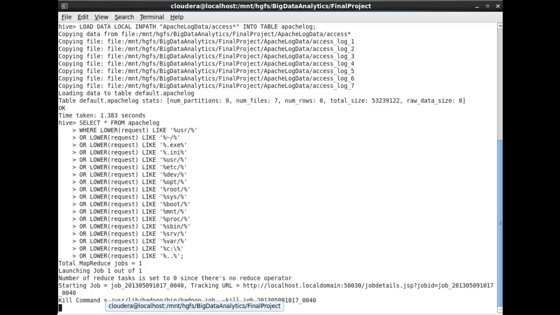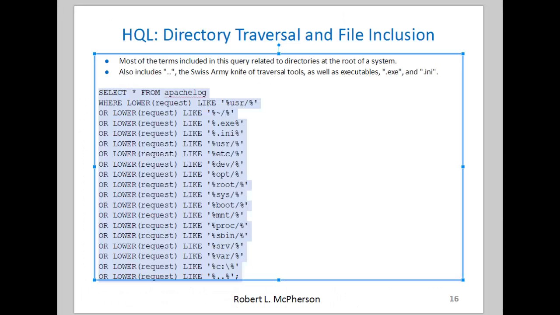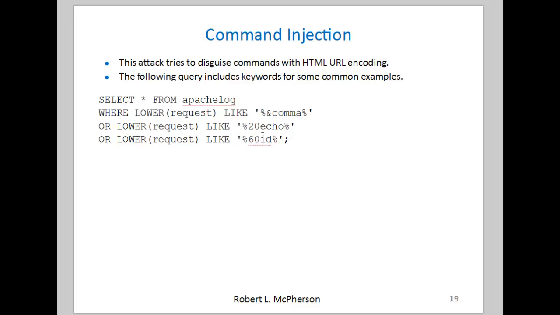All right, so while that's running, let's take a look here at another attack. It's called command injection. This attack tries to disguise commands with HTML URL encoding. The following query includes keywords for some common examples. Here you've got ampersand, comma, you've got %20 echo. In this case, the percent is part of the LIKE operator looking for any characters that precede that.